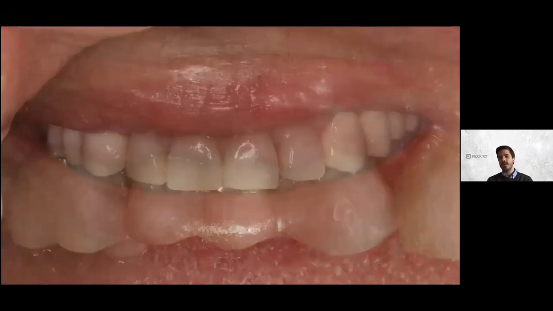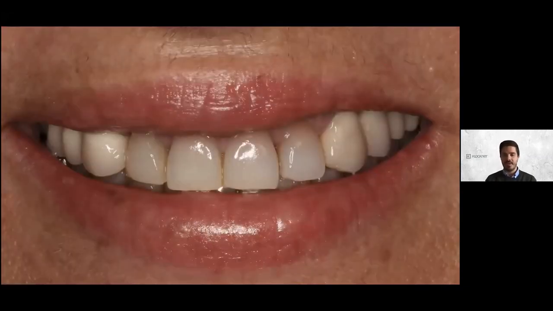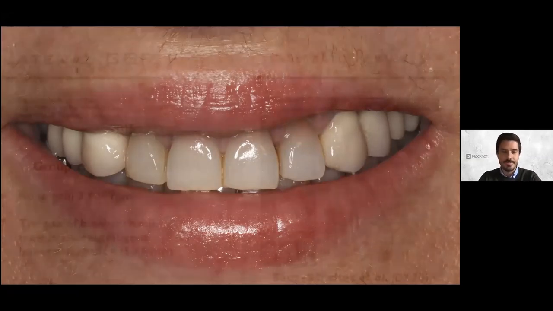Of course, it's not acceptable to me because we wanted to perform veneers at the anterior side and change all the crowns. However, the patient didn't want it, so we have to fulfill the expectations of the patients and not our expectations. And this is crucial.